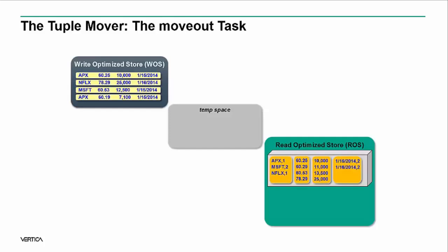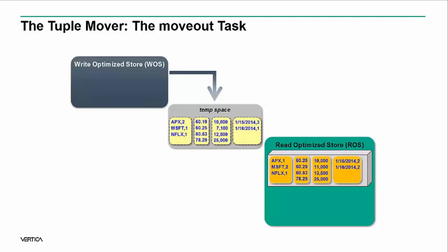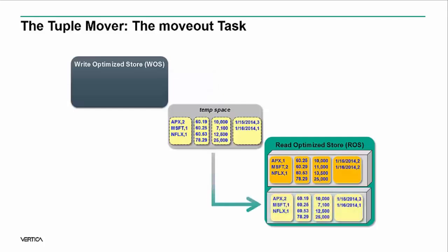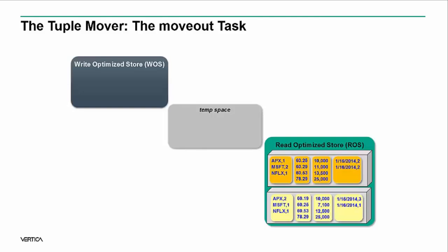When the WOS reaches its maximum capacity, 25% of the available memory per node up to 2 GB, or at regularly configured intervals, by default every 5 minutes, the tuple mover task moveout writes the data to a temporary memory space, where it is reorganized into columnar, sorted, and encoded format as defined by the projection definitions. Once the data reorganization is complete, the moveout task writes the data to disk in containers in the ROS. When the data is committed to disk, it is removed from temporary space.